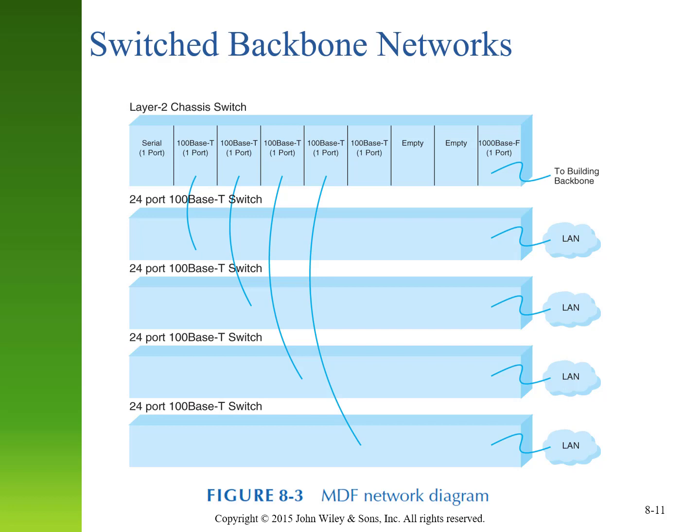You'll notice there's one additional component to the layer 2 chassis switch, which is the gigabit per second fiber optic port on the far right. And that communicates with the overall building's backbone that might reach out to other buildings on campus.